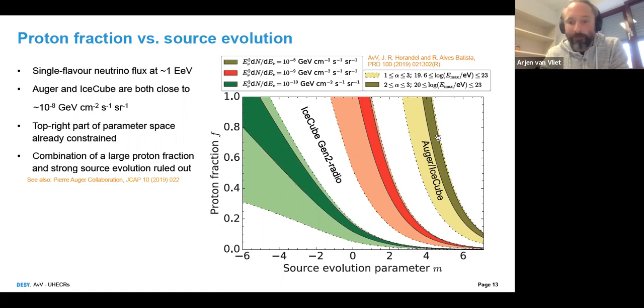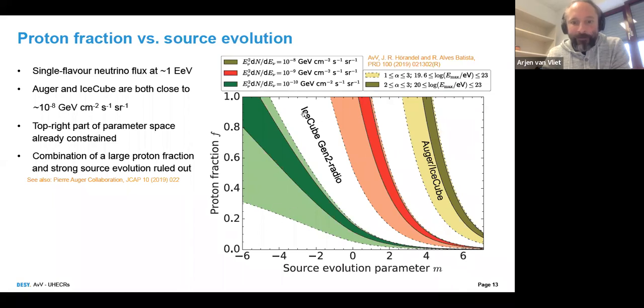So the current limits of Auger and IceCube at 10 to the 18 electron volt are at the moment in this range. They did not see any neutrinos at 10 to the 18 electron volt. So that means that this top right part of the plot is actually already excluded. So we know that we cannot have a very large proton fraction and very strong source evolution.